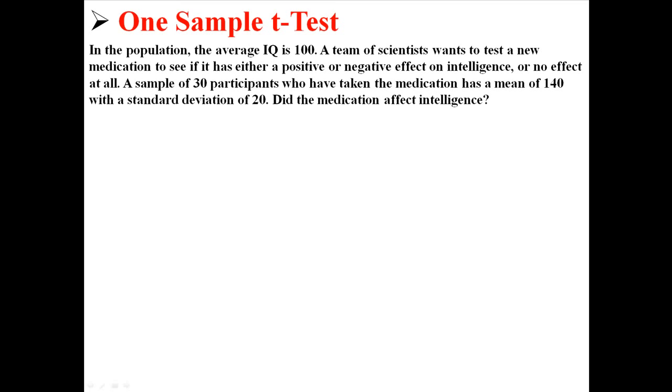So here's a question we could do a t-test on. In the population, the average IQ is 100. A team of scientists wants to test a new medication to see if it has either a positive or negative effect on intelligence or no effect at all. A sample of 30 participants who have taken the medication has a mean of 140 with a standard deviation of 20. Did the medication affect intelligence?